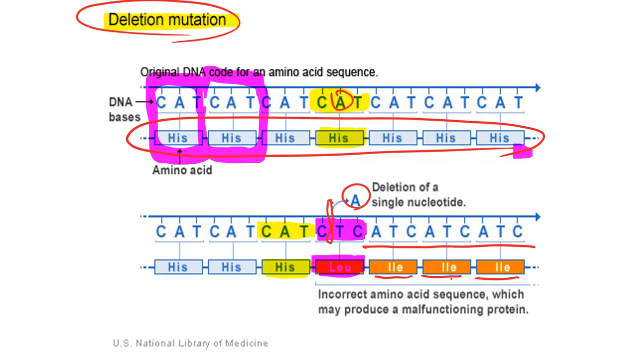growing polypeptide chain. So for the exact same reason that we have seen in the incorporation of a base, a shift by incorporation, this will lead to an incorrect amino acid sequence, which may produce a malfunctioning protein for the exact same reason, because we are changing the reading frame, but in this case, it's because we are deleting a nucleotide.